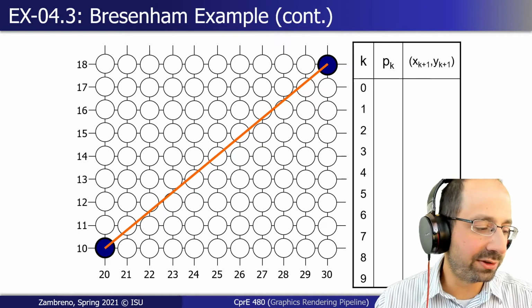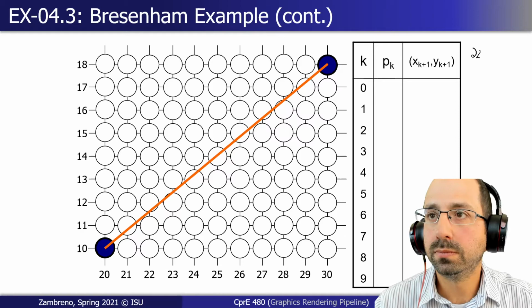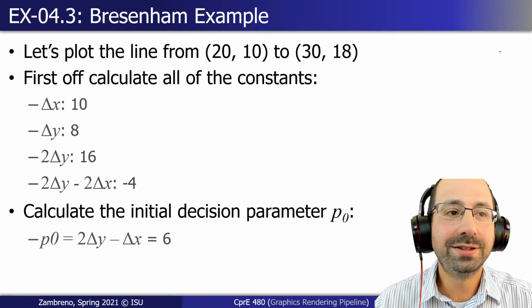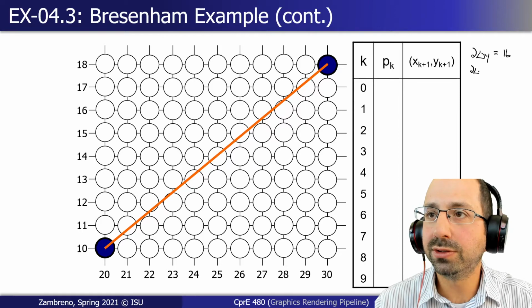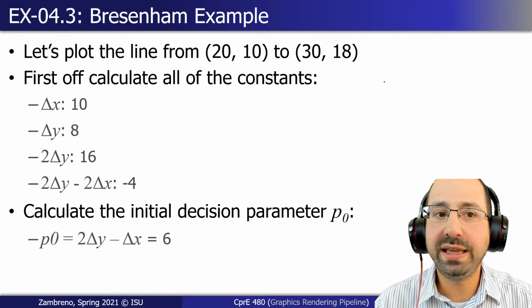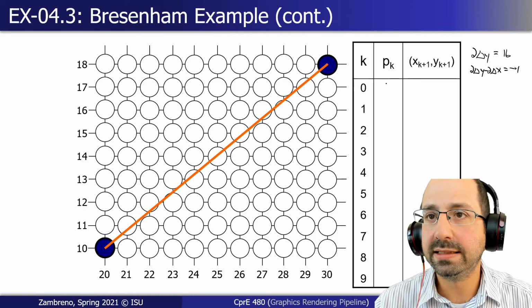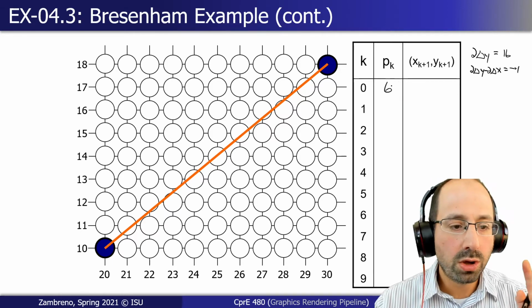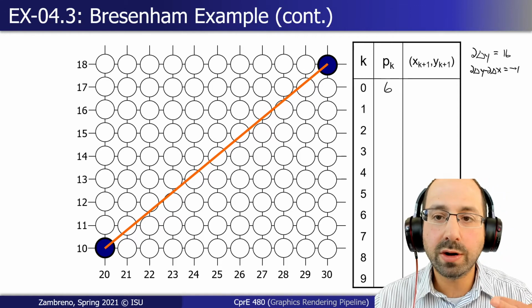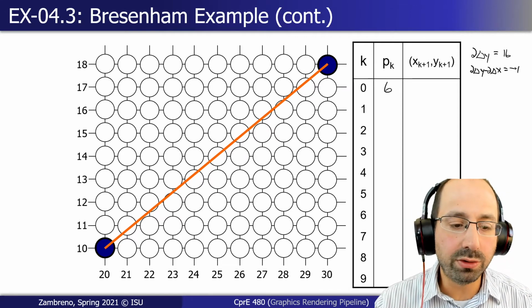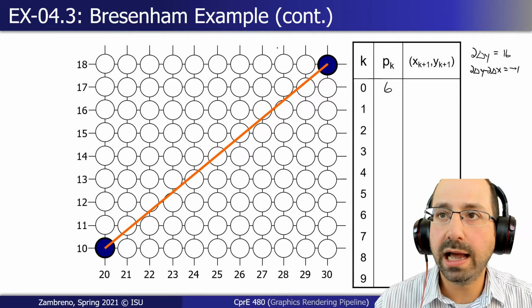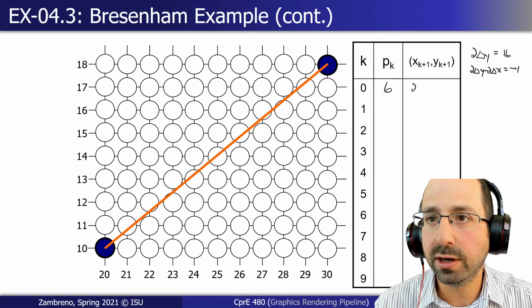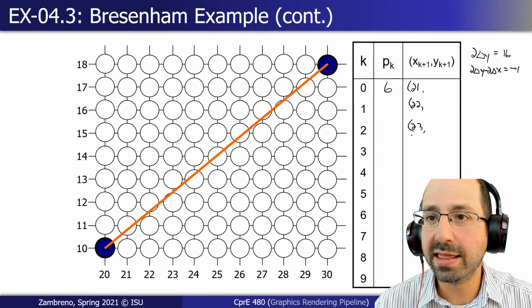So let's write those down just so we don't lose them, and I don't have to keep going back and forth. So 2 delta y is 16, and 2 delta y minus 2 delta x is equal to negative 4. And p sub 0, our initial condition, is 6. P sub 0 is positive, so our next value should be plus 1. We always know what x_{k+1} is. That's a given with how we're rasterizing it. So we can always write half of this if we're worried about getting this partially correct here. We always know the x parameter as we're going up.